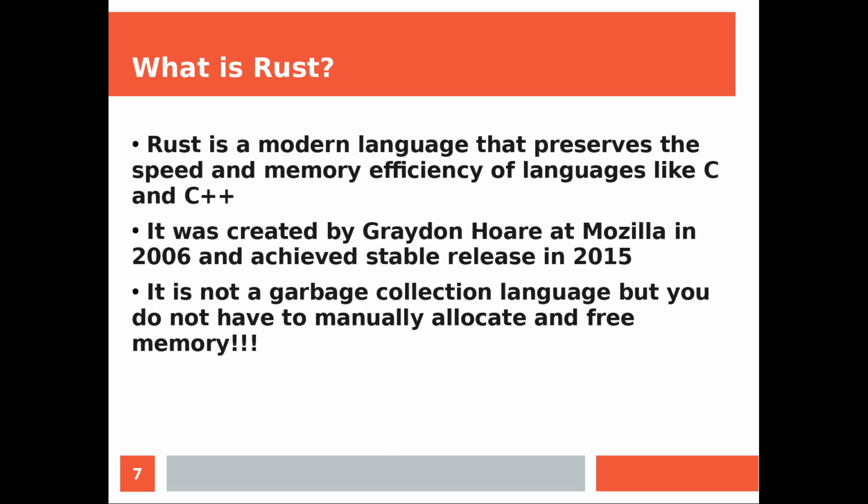So with that out of the way, what we're going to do here now is come back over to the Rust side of things. And we're going to quickly talk about what Rust is and show some quick examples of how you can use it. So Rust is a modern language that preserves the speed and memory efficiency of languages like C and C++. It was originally created at Mozilla in 2006. It achieved its stable release in 2015. I was kind of surprised to learn this. It's actually older than I thought it was.